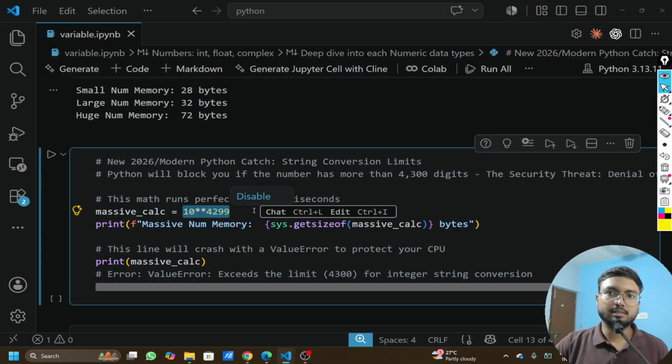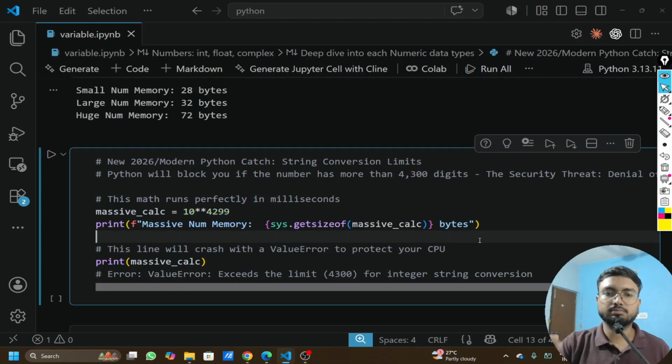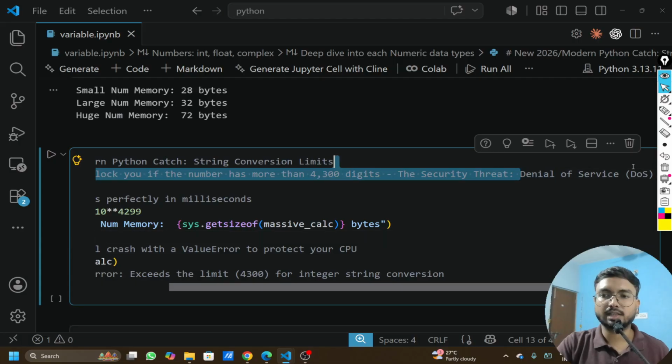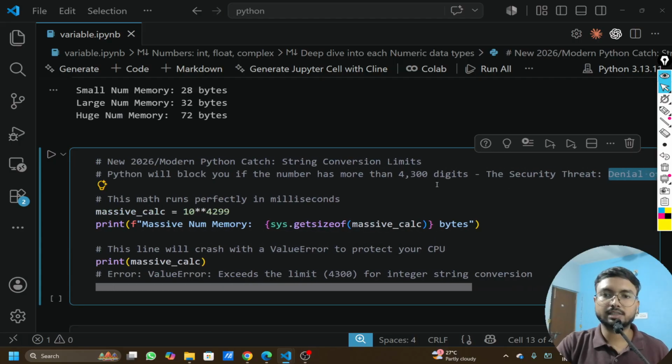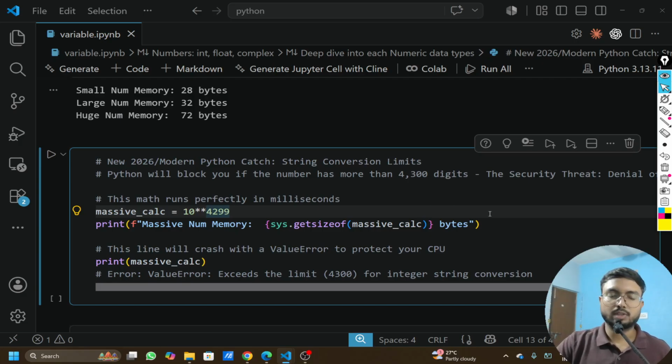And that way, the other people who try to access that website at that time will feel like the system crashed and it's not responding, because the system gets busy computing that, or storing that basically. So that's where it is considered a security threat, denial of service, and that's where Python set this limit of 4,300 digits in 2026. Earlier it was not there, but let's try to see if it is actually there or not.